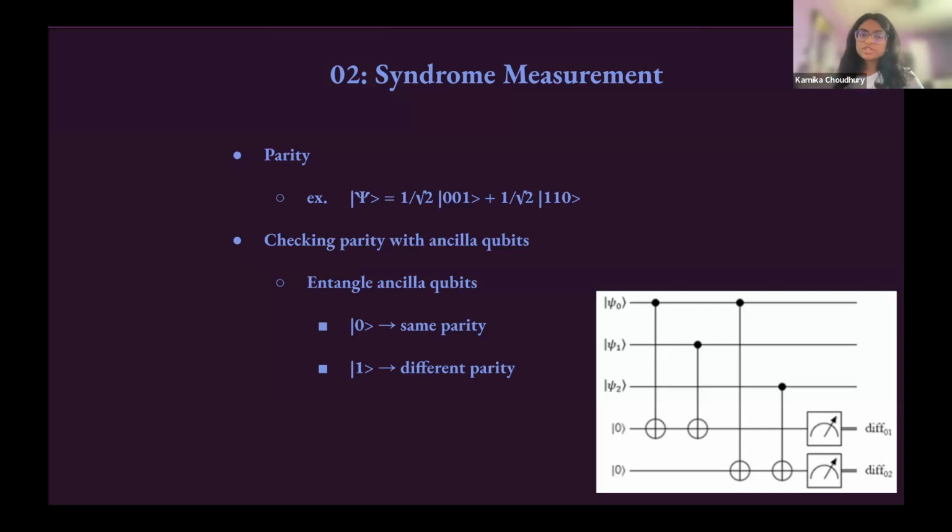So we check the parity with the ancilla qubits. Once we entangle them, if it's in the 0 state, that means it's the same parity. If it's in the 1 state, that means it's a different parity. You can see how we do that in this circuit diagram. We apply a CNOT gate to the original and the second ancillary, and the second one and the first. Then we're measuring the first and the second, and the first and the third. This sign over here is just a measurement.